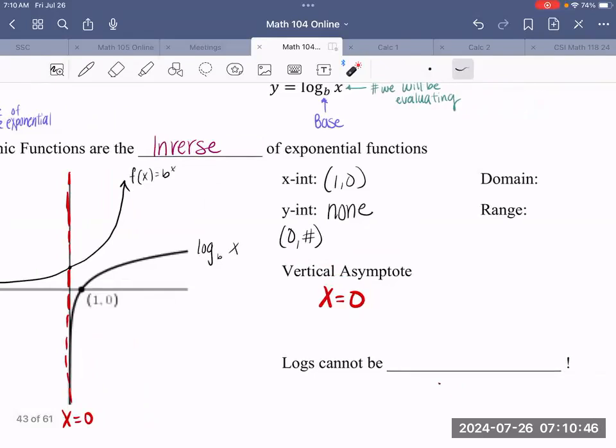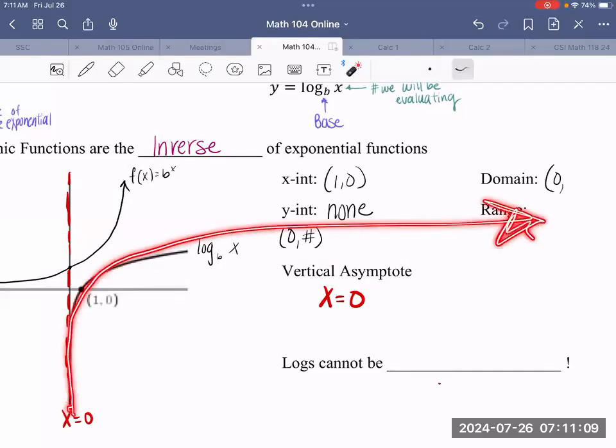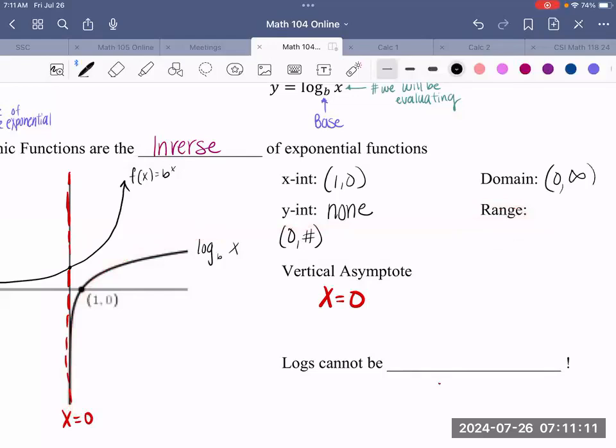Now your domain, for that same reason: we're approaching this line here, your graph is trying to approach where x is equal to 0, but you can't cross this vertical asymptote, so we're never going to achieve 0. We can get very, very close to 0, so that would be our smallest number. And our graph then goes all the way out towards positive infinity.